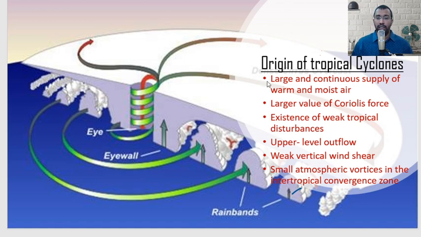As we talk about this as a basic understanding, let's learn these few points first, and then I'll be discussing each and every point one after the other. Large and continuous supply of warm and moist air, larger value of Coriolis force, existence of weak tropical disturbances, upper level outflow, weak vertical wind shear, small atmospheric vortices in the intertropical convergence zone. Now let's learn about each and every point in detail as we move further.